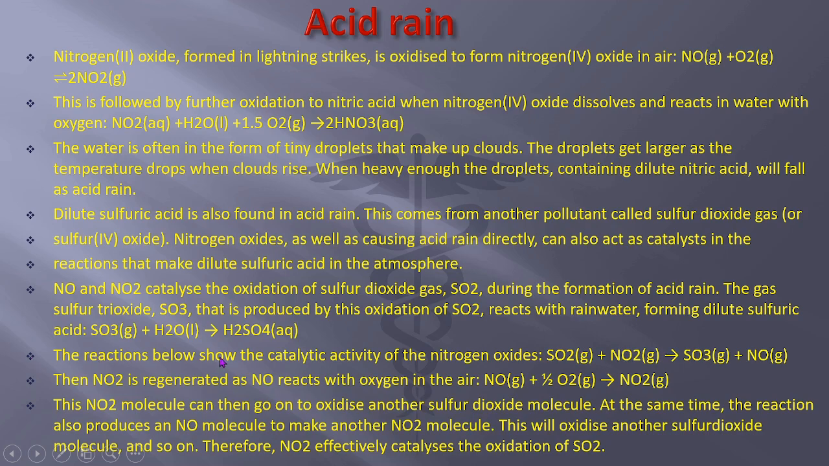Now this reaction is very important because SO2 reacts with NO2 to make SO3. So NO2 is actually working as a catalyst to convert SO2 into SO3. NO2 is regenerated as NO reacts with oxygen in the air. So NO2 is working as a catalyst. This is the biggest problem in this respect.